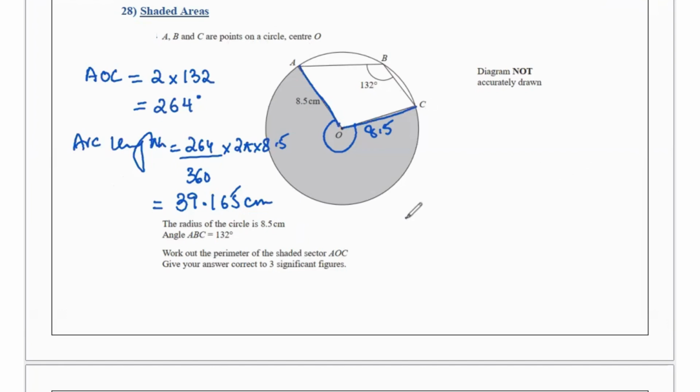Now they want the perimeter of the shaded sector AOC, so that's going to include these two lines as well. So perimeter is going to be 2 times 8.5 plus 39.165, which is equal to 56.2 centimeters, correct to 3 significant figures. That's your answer.